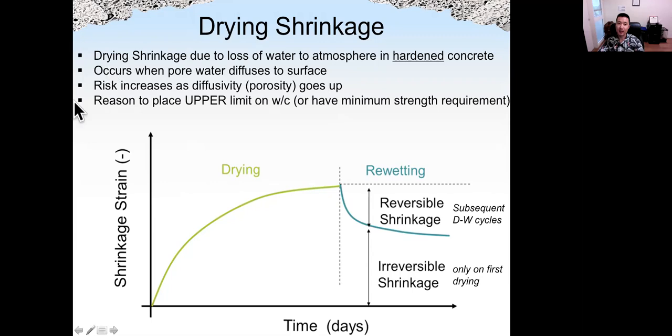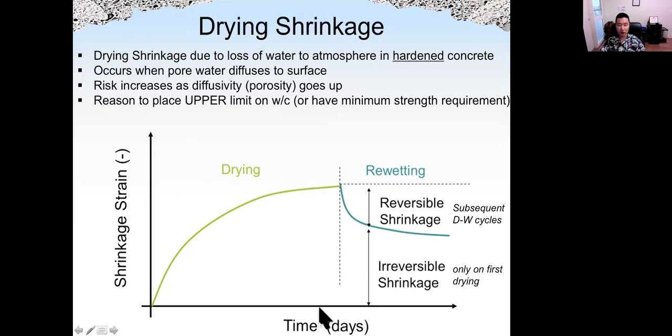And dry shrinkage is the reason we put an upper limit on the water to cement ratio, because the higher the water cement ratio, the more easily the water will evaporate to the air, and also the concrete has more water. So remember, dry shrinkage is the reason we put an upper limit on the water cement ratio.